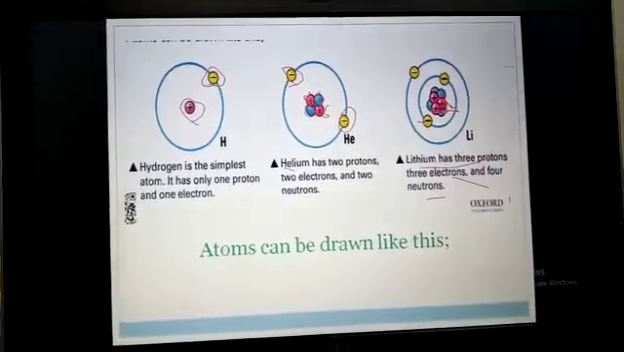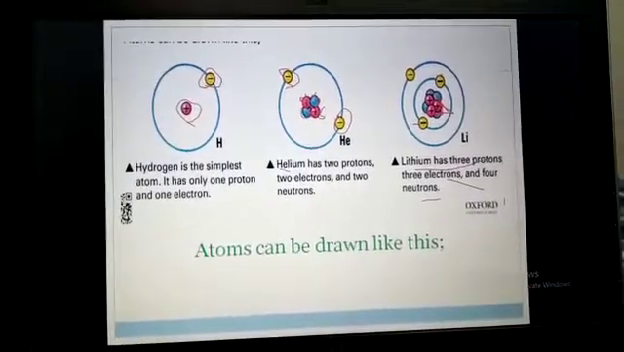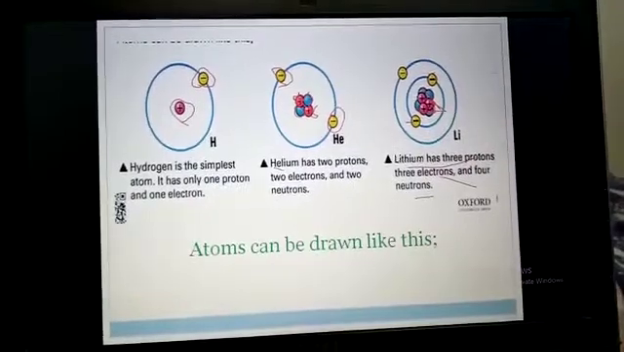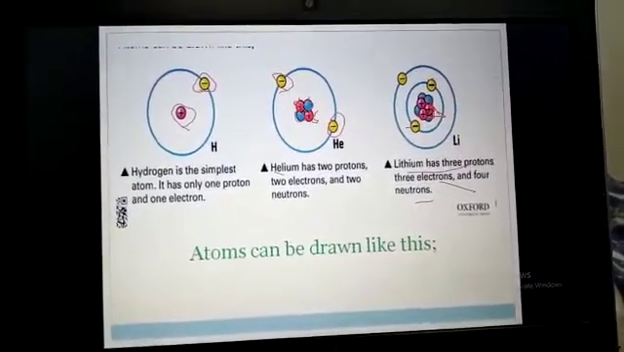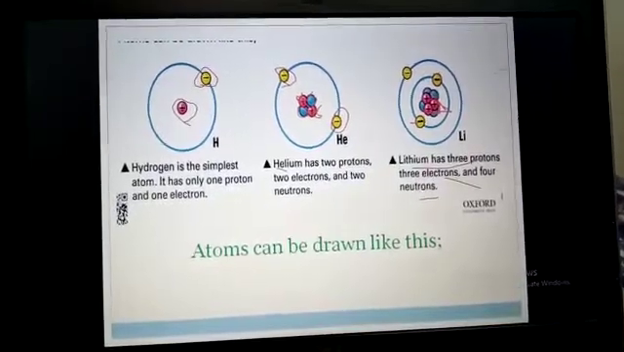Hydrogen is the simplest atom. It has only one proton and one electron.